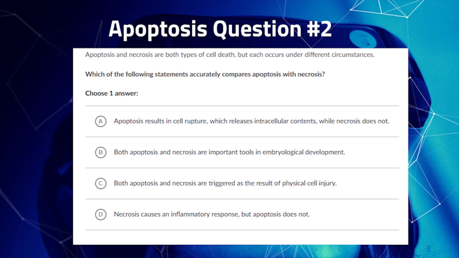Apoptosis and necrosis are both types of cell death, but each occur under different circumstances. Which of the following statements accurately compares apoptosis with necrosis? A. Apoptosis results in cell rupture, which releases intracellular contents, while necrosis does not. B. Both apoptosis and necrosis are important tools in embryological development. C. Both apoptosis and necrosis are triggered as the result of physical cell injury. Or D. Necrosis causes an inflammatory response, but apoptosis does not. Choose your answers and pause the video.